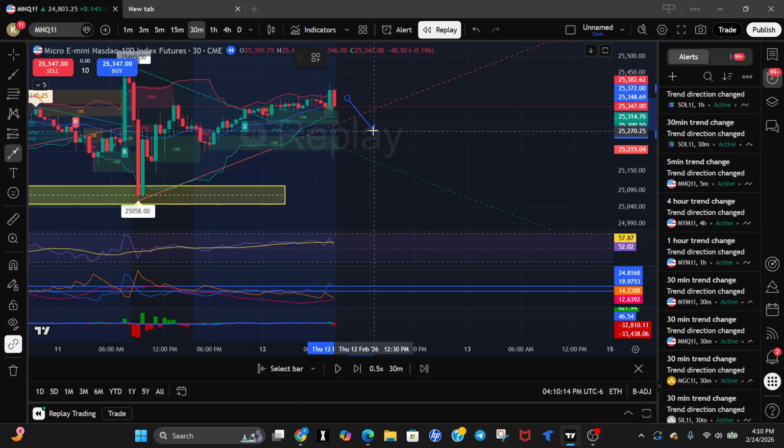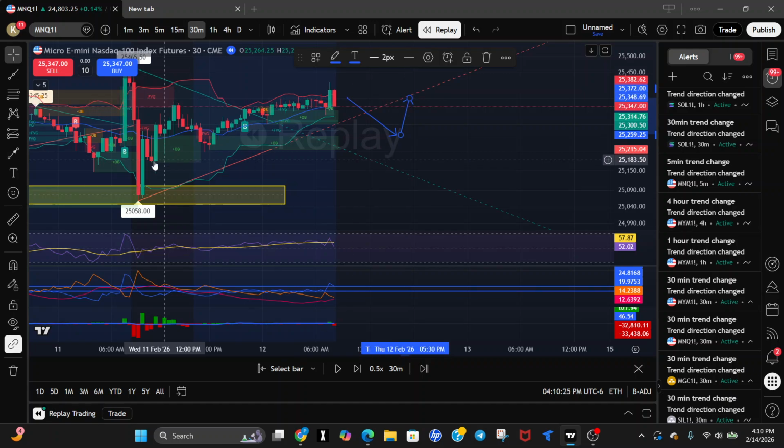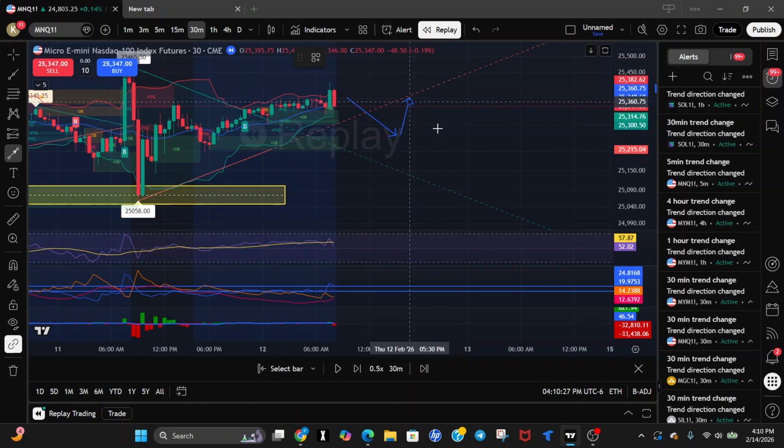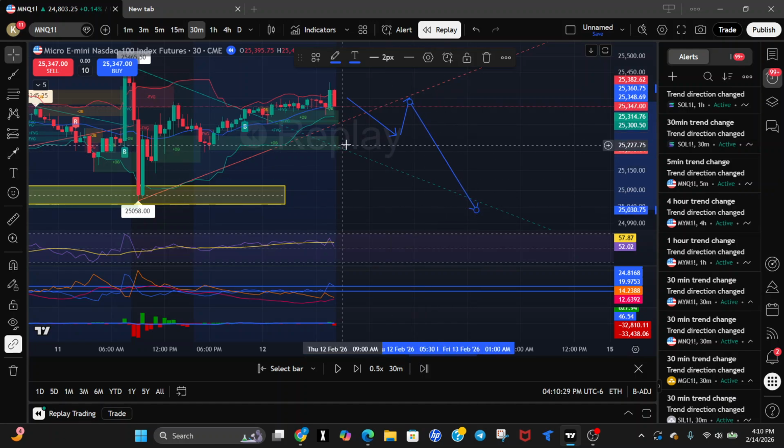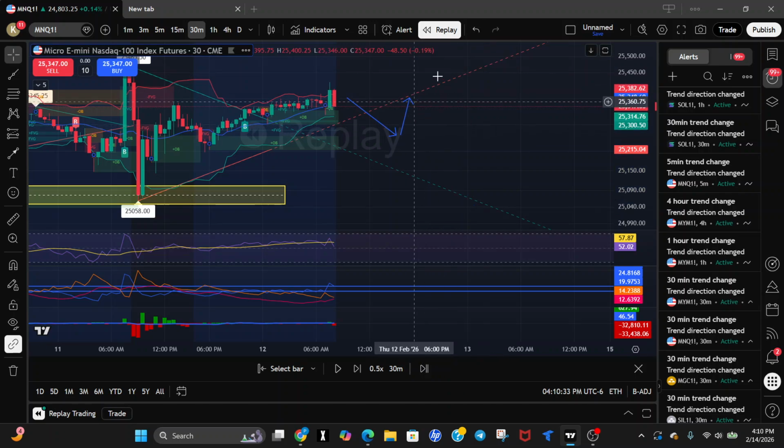Okay, so let's say we went here, then we bounce from here to right here, then we trail deeper. That's essentially how you could use this trend line. That's one way to use the trend line.